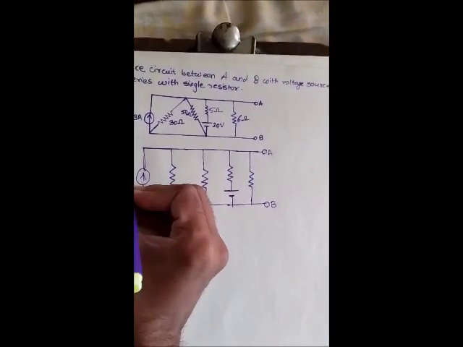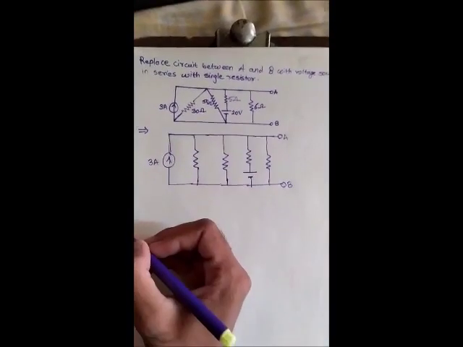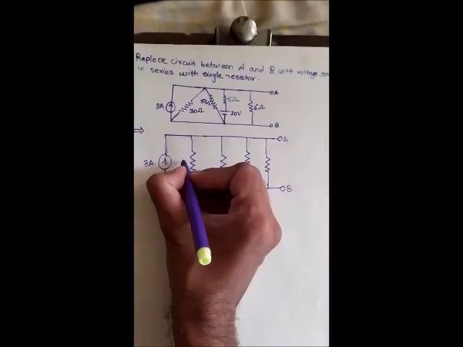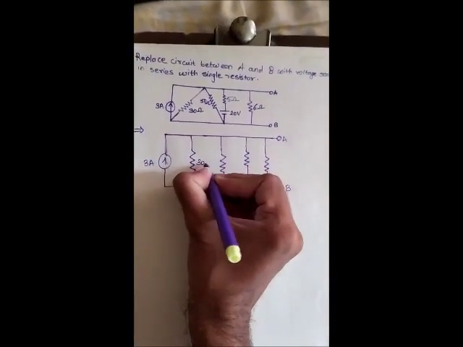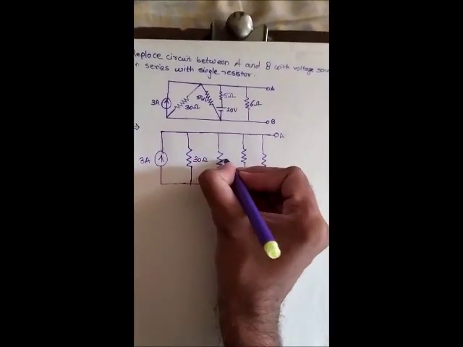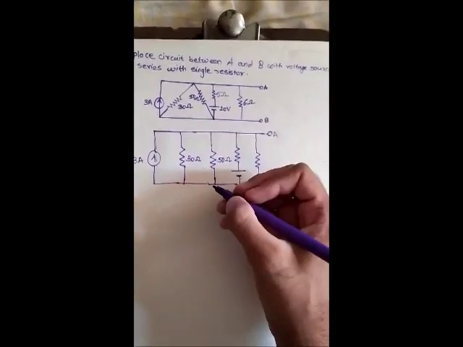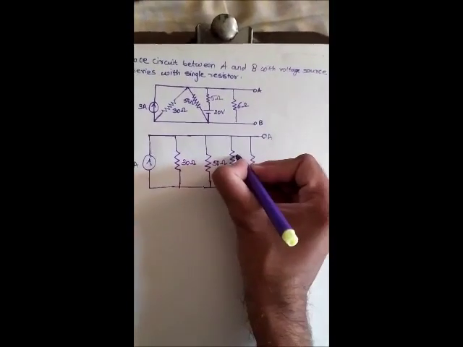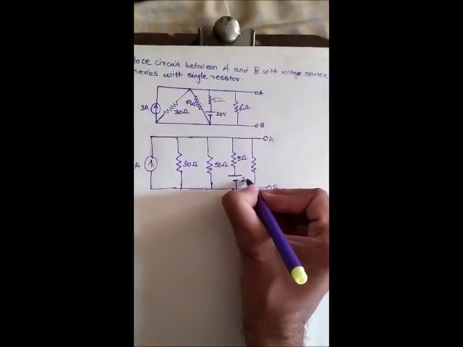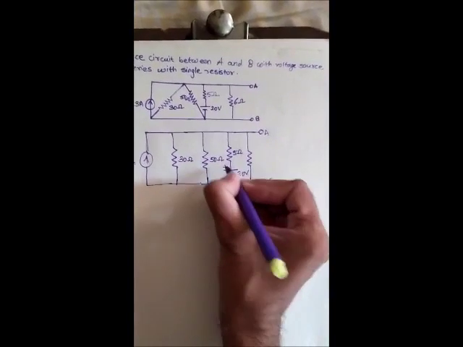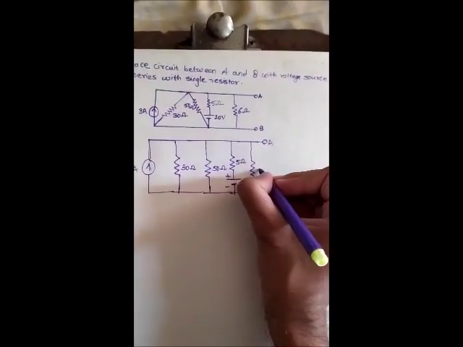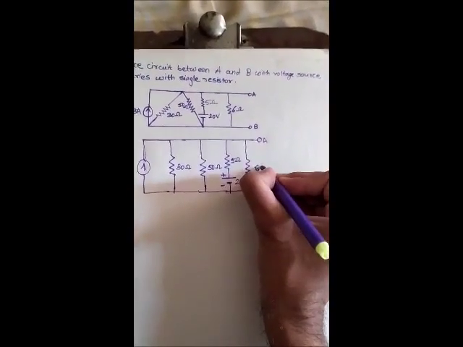Okay. This is a simple form of the above circuit. This is a 3 ampere source, this is a 30 ohm resistor, 50 ohm resistance, this is 5 ohm resistance, and this is a 20 volt voltage source, this is plus minus, and here 6 ohm resistance.